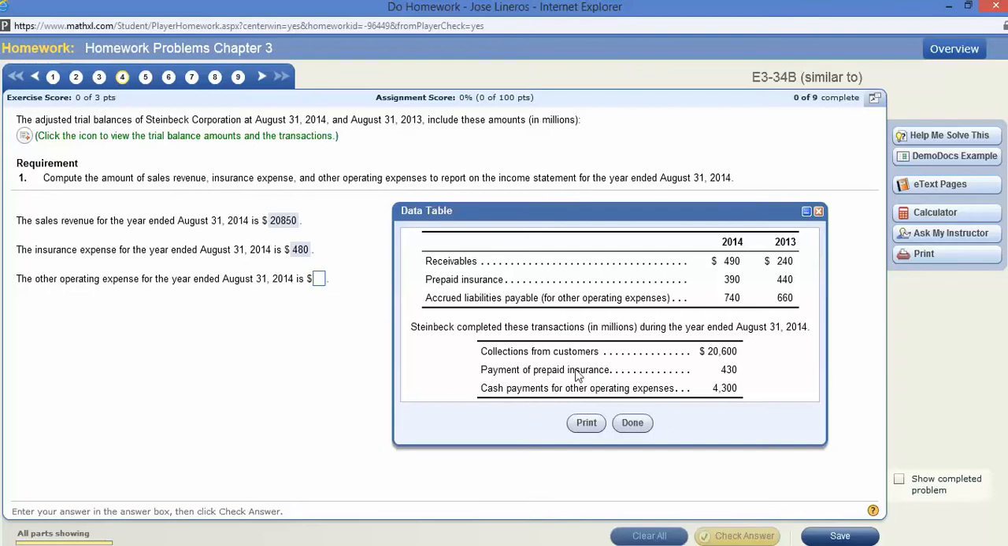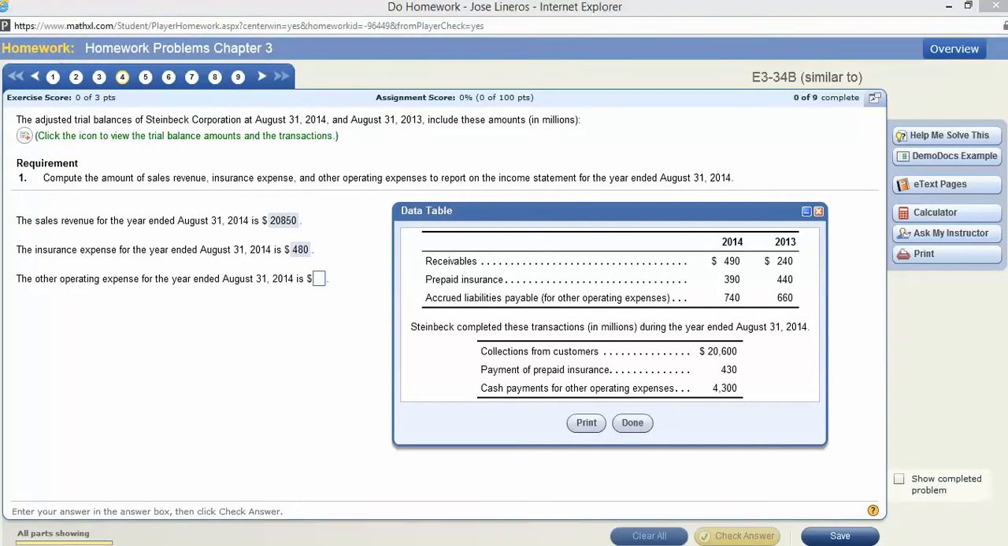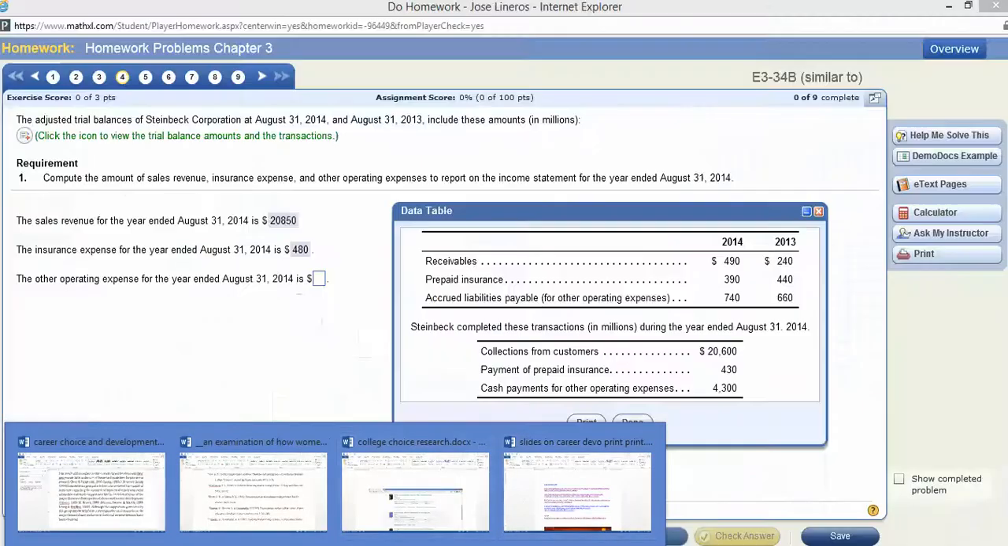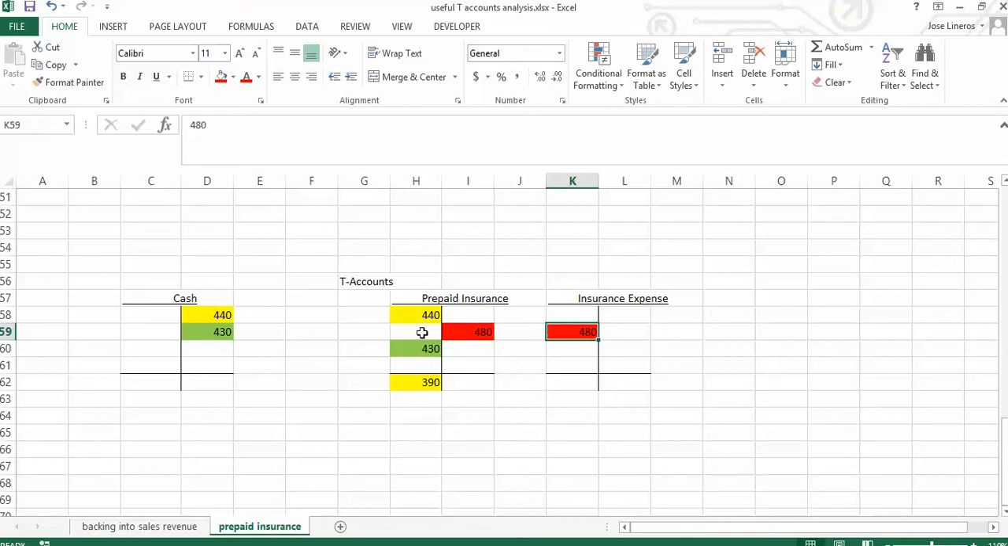Well, when you pay prepaid insurance, it goes up. Prepaid insurance goes up, and your difference is the 480, which balances this: 440 minus 480 plus 430 equals 390, and that is insurance expense.